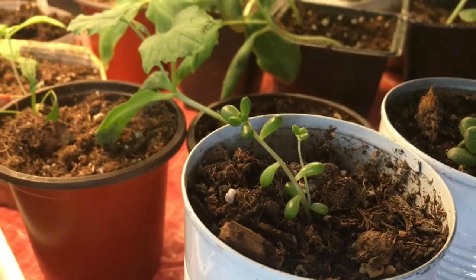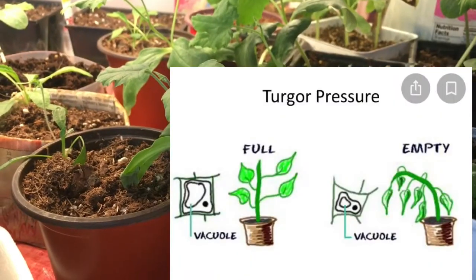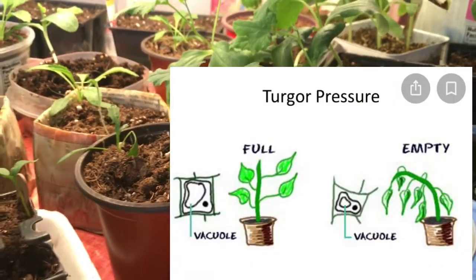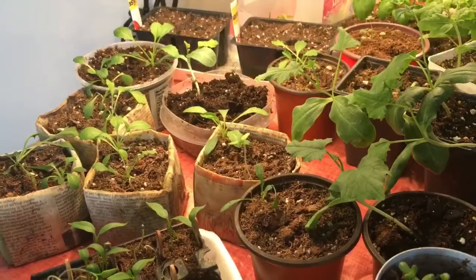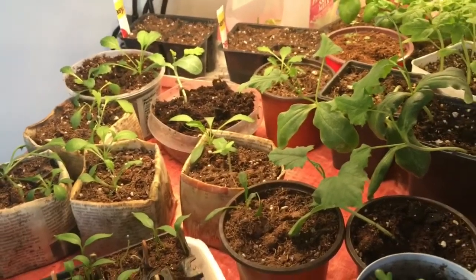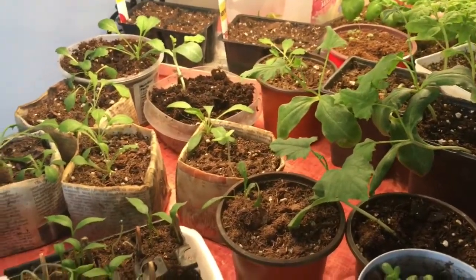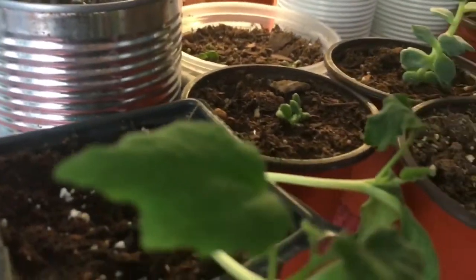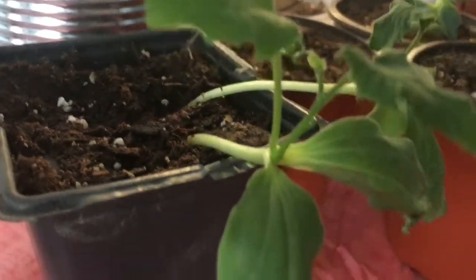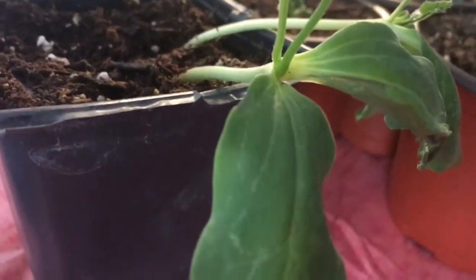So the next one is turgor pressure. Turgor pressure can build up in living walled cells. It is generated through driven inflow of water into cells across a selectively permeable membrane. This membrane is typically the plasma membrane.